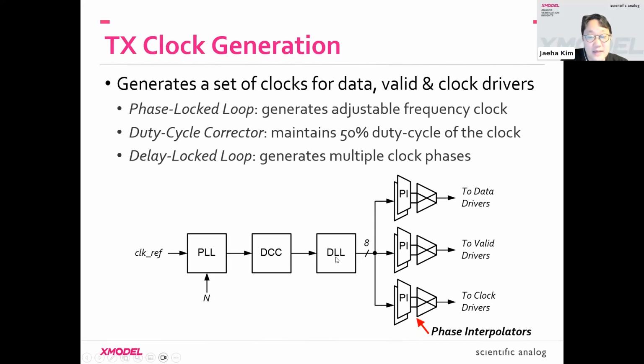In the next stage, we have a delay lock loop, and this one is used to generate a set of multi-phase clocks, a set of clocks that span 360-degree phase in uniform steps, because this is used for the next stage, phase interpolators, to generate digitally adjustable clock phases. We'll first go through each of these components and see how we can model them in SystemVerilog using the XMODEL primitive.